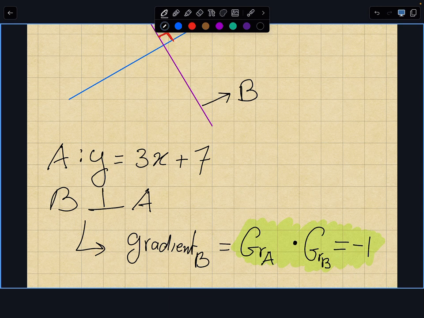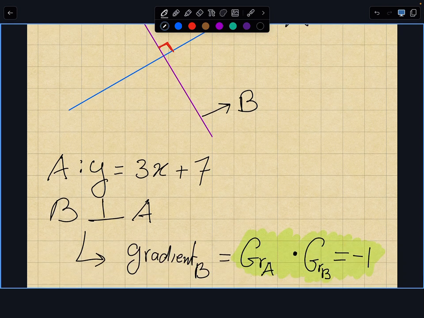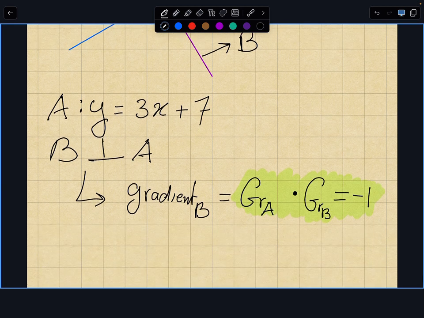So you have a specific line, line A. You have another line which is perpendicular to line A. How do you find the gradient of line B? You take the gradient of A multiplied by the gradient of B, and that should equal -1. And all of you would say, but teacher, I don't have the gradient of B. That is correct. That is why you use algebra to solve this particular equation.